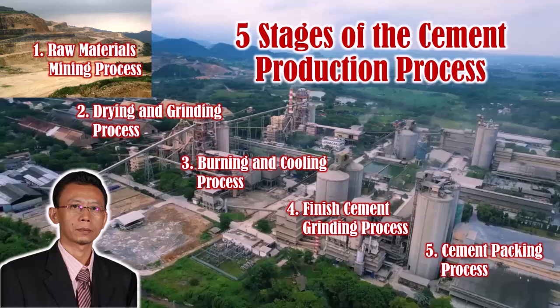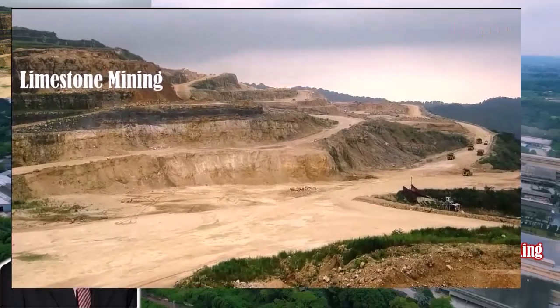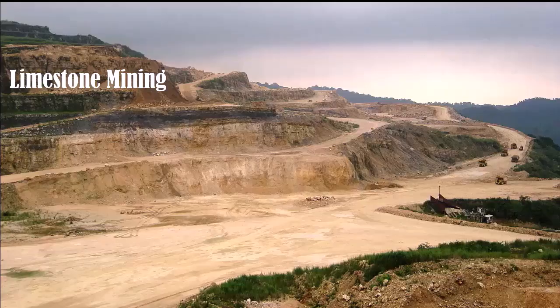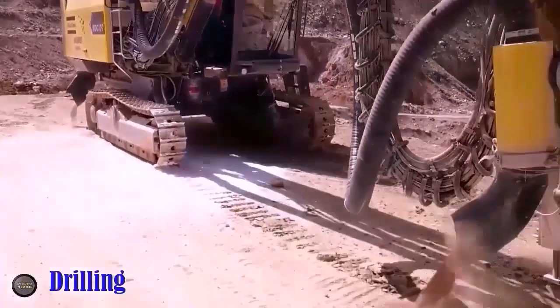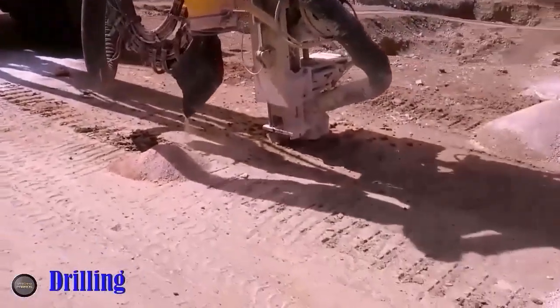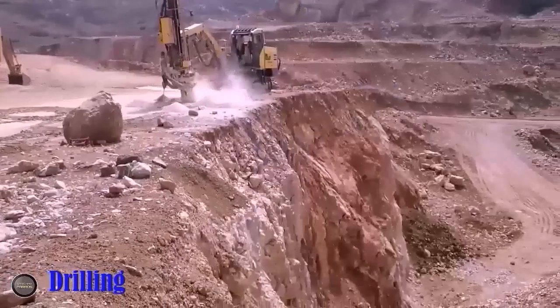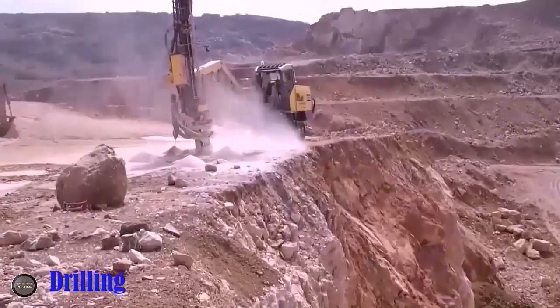The cement manufacturing process. Five stages of the cement production process range from raw material mining to final product cement packaging. Included among them are: 1. Raw material preparation process.